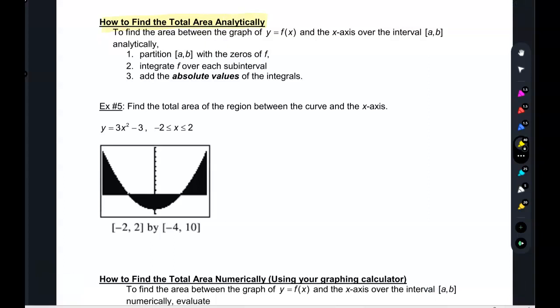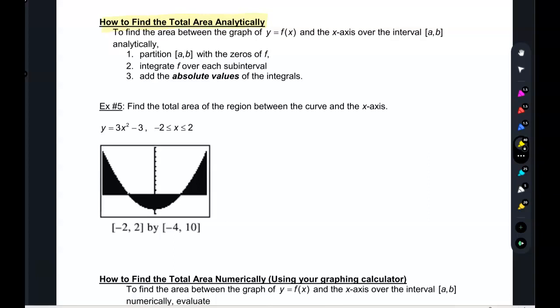All right, finding total area. Moving right along. Okay, so we know integrals can sometimes turn out to be negative. If I were to integrate this whole region, this would be a positive integral, but this area under the curve would count as a negative. So what if I just wanted the total area instead of just the integral from here to here? I want total area, not just the integral.